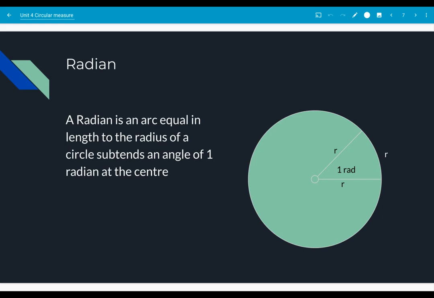And then let's talk about a radian. A radian is an arc equal in length to the radius of a circle. So if you take the radius of a circle, r, and wrap that radius around the perimeter of a circle, and then connect it back to the center, this angle in here, that's 1 radian. So a radian is 1 radius of arc length around a circle.